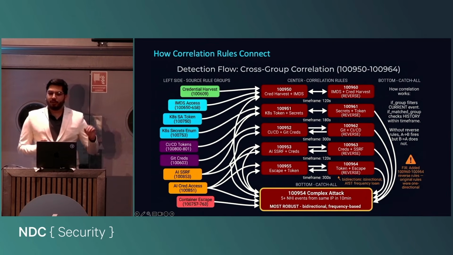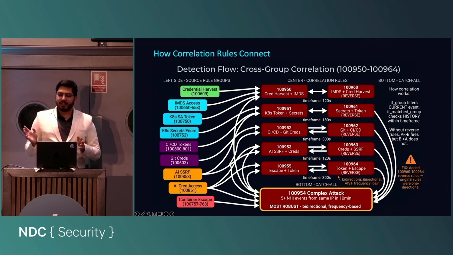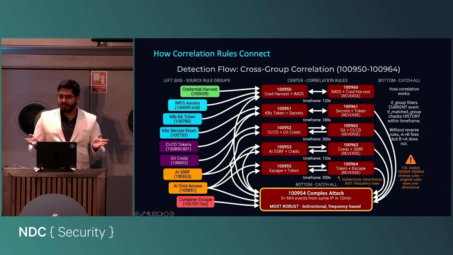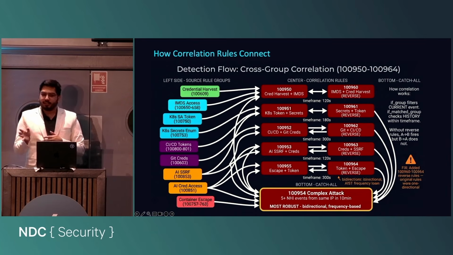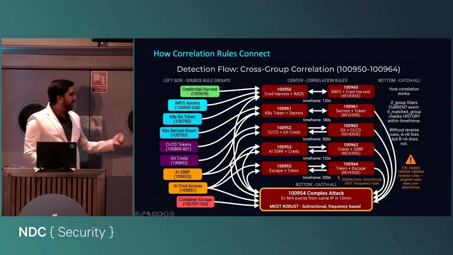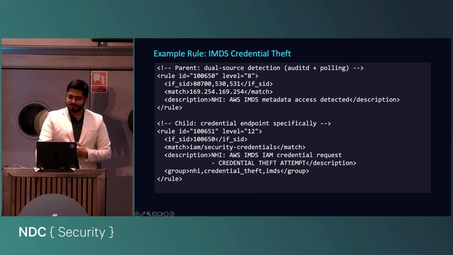So here's the full correlation architecture. We have 9 source rule groups feeding into these 5 bidirectional correlation pairs, plus the catch-all rule 954, when 5 or more NHI events from the same IP hit in 10 minutes. And see that orange annotation there? The original correlation rules for this were one directional. So if IMDS access happened before credential theft, the alert fired. But if credential theft happened before IMDS, it was missed. So that's what bidirectional means in practice: not just forward chains, we have it for both directions.